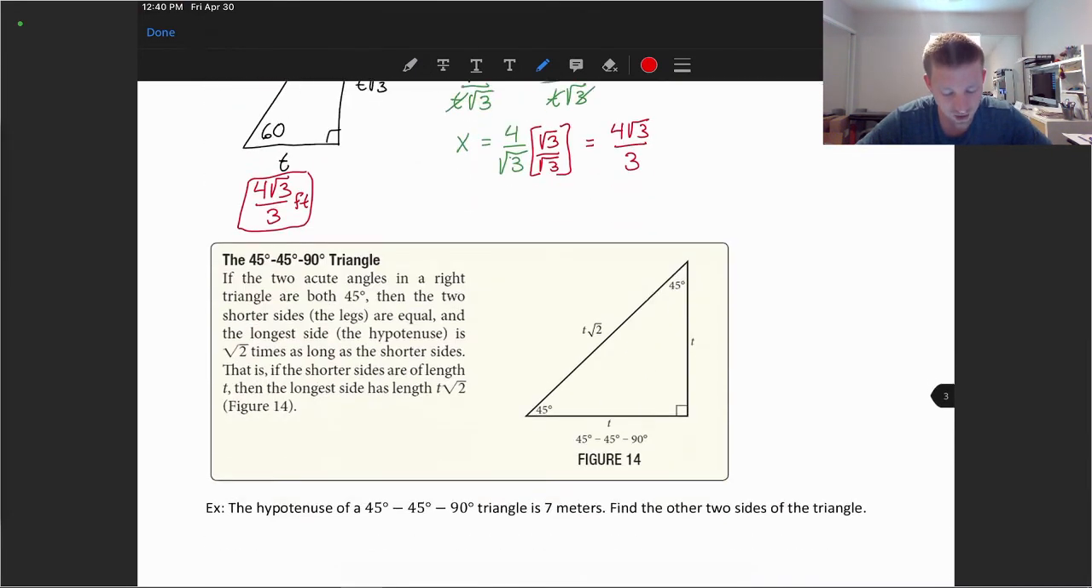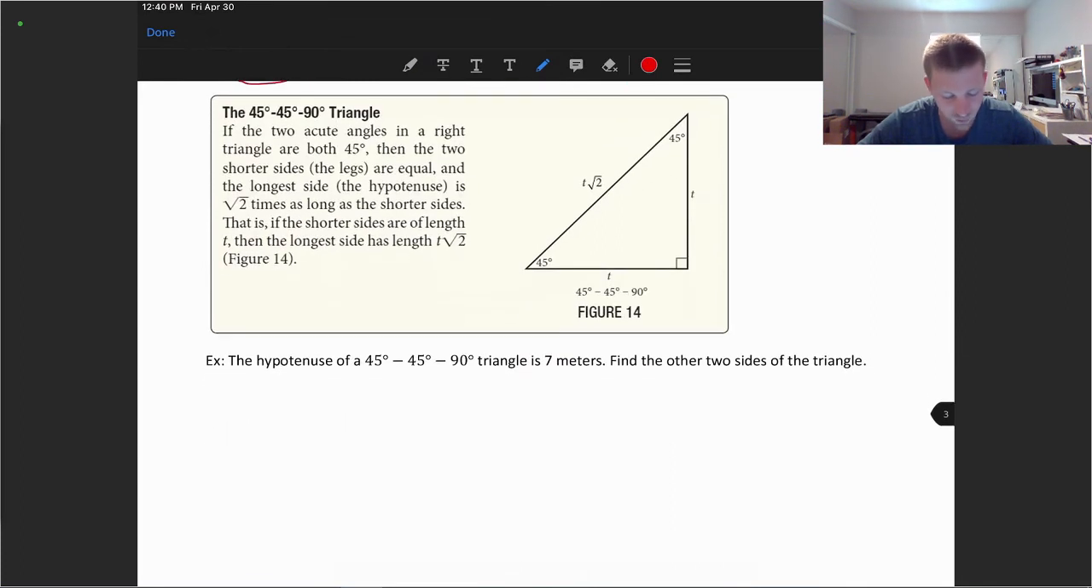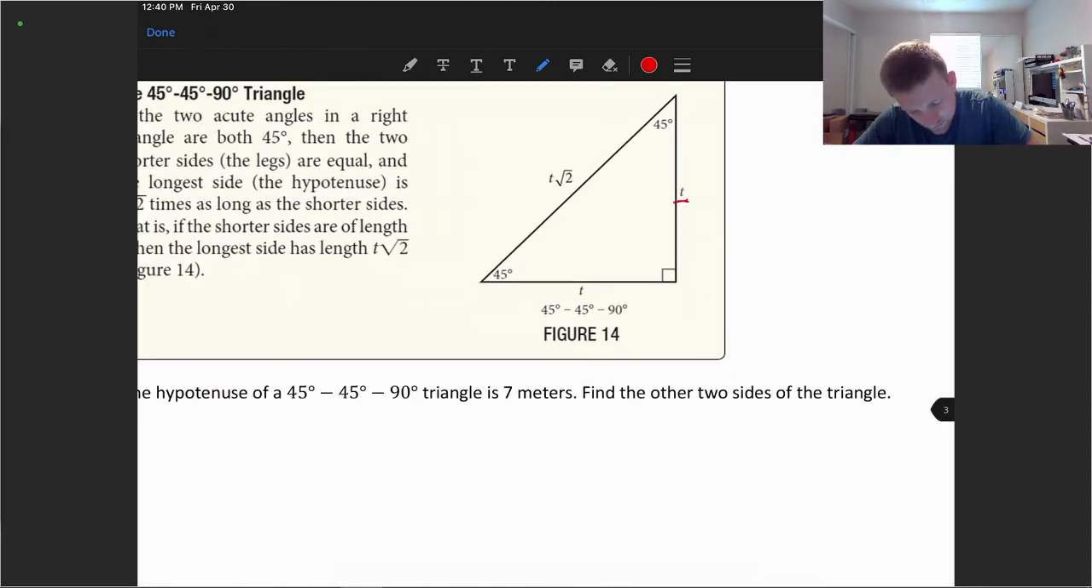The last special triangle that we'll look at is a 45, 45, 90. In terms of 45, 45, 90, we'll notice that the unit lengths on the legs are t, and then the hypotenuse will be t roots of 2. So this ratio will hold for all 45, 45, 90 triangles.